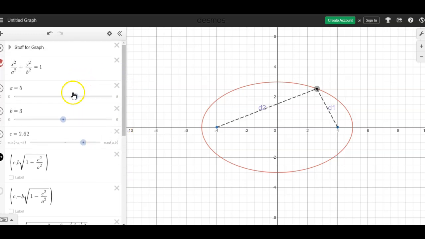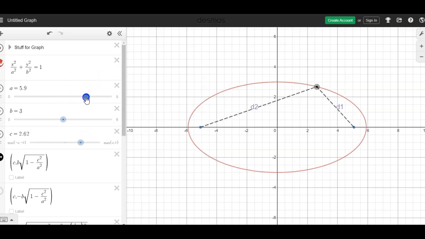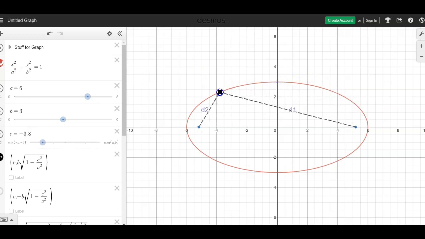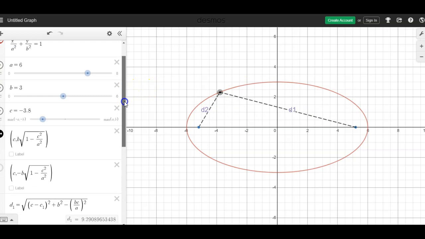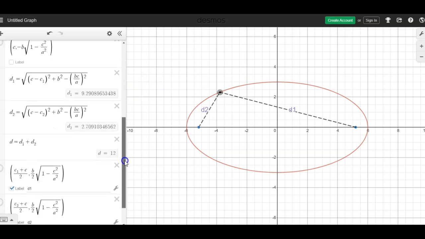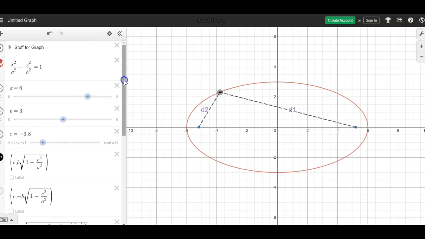Alright, what if I make A be 6? Alright, so I stretched it out even further. What do you think it is now? It is 12. So when A was 4, it was 8. When it's 5, it was 10. When it's 6, it's 12.